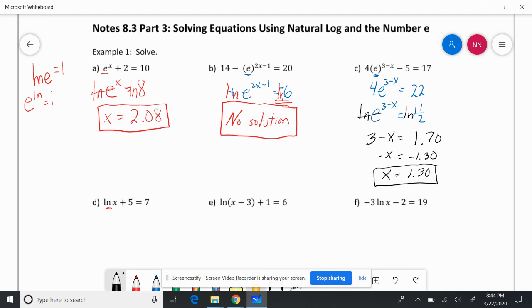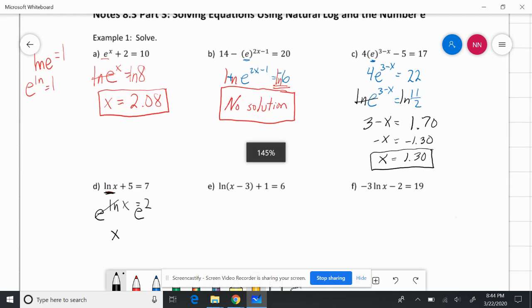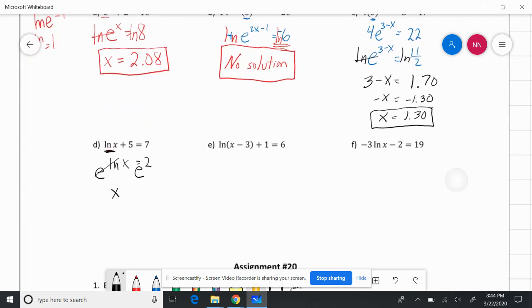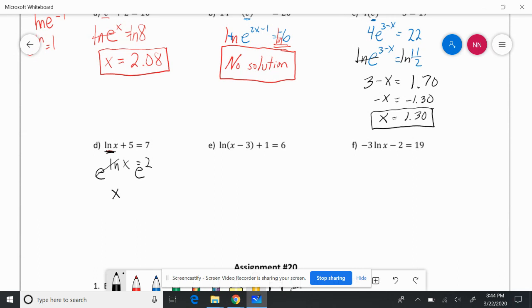Now we're going to be looking at equations that have a natural log. The first thing we're going to do is get the natural log by itself. So we're going to subtract the 5. So we have natural log of x equals 2. Then we're going to raise it to the base e. E and the natural log cancel, so we get the x by itself. And then we have e to the second. And e squared is 7.39.